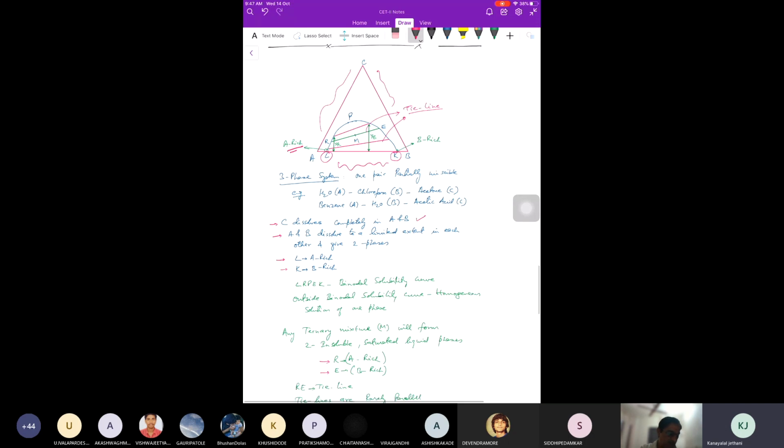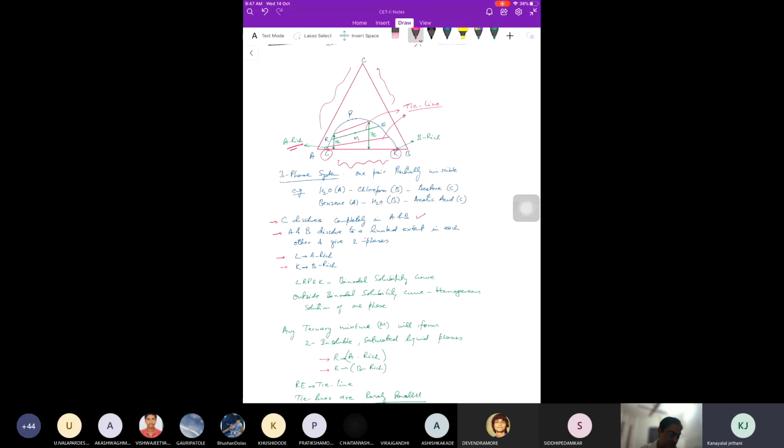Right? A and B dissolve to a limited extent in each other. That's why we get 2 phases. Solubility is very low in each other. That's why we get 2 phases: one is A rich and one is B rich. You will get 2 phases.